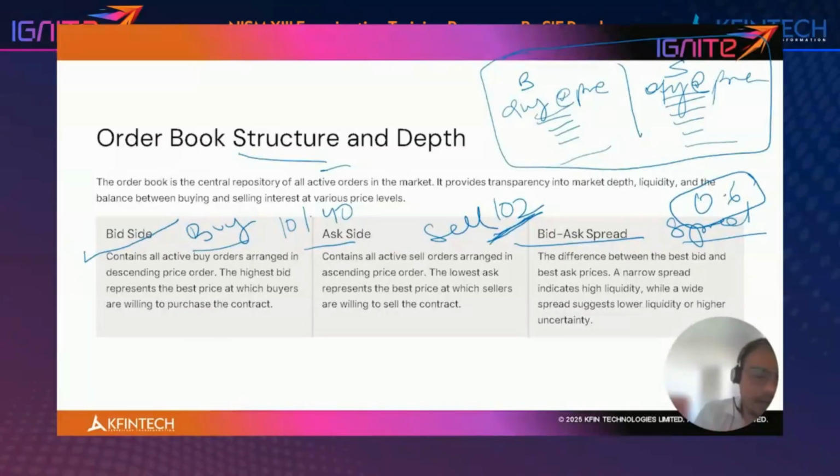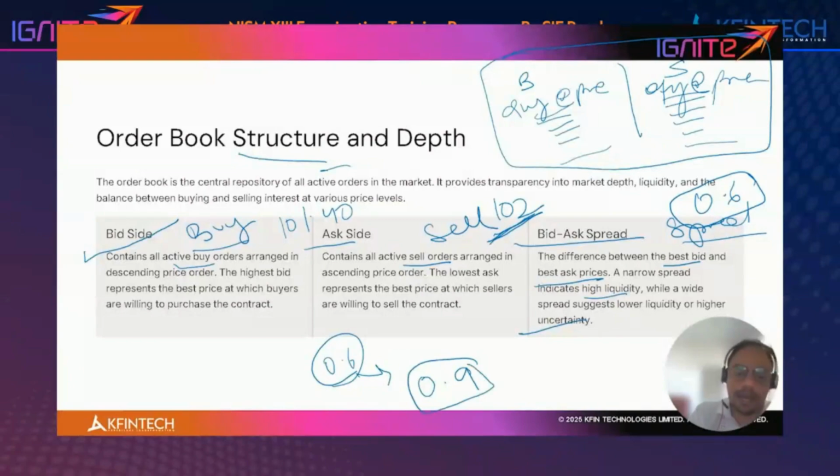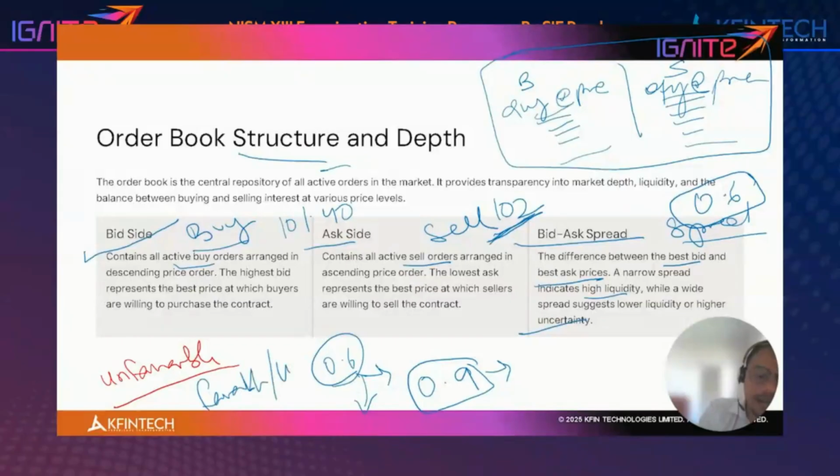So it is self-explanatory, contains all active buy orders, contains all active sell orders. It is the difference between the best bid and the best ask. A narrow spread means high liquidity, wider spread means low liquidity. Suppose now this spread is 0.6, and in the afternoon this spread goes to 0.9. That means the buyer and seller are not agreeing to a price. That's why the spread has increased. When the spread increases, the market becomes unfavorable because buyers and sellers are not agreeing to a common price. When the spread reduces, the market becomes favorable and liquid.